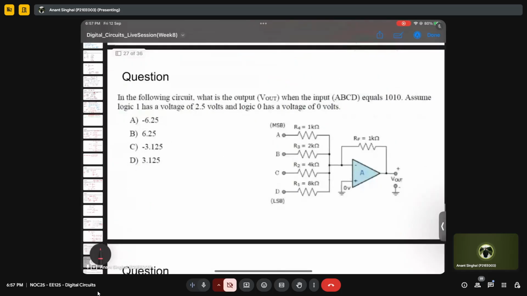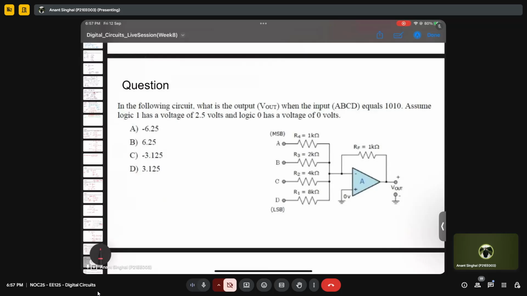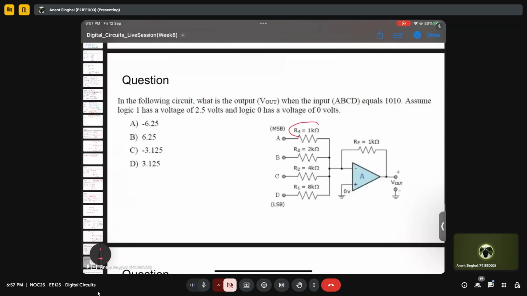Please quickly let me know the answer to this. In this, please be clear that the MSB is 1 and it's increasing at every resistance. The LSB is 8. Try it out and let me know your answers in the chat box. Maybe take 2-3 minutes.